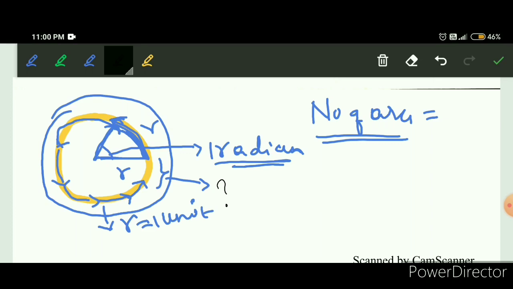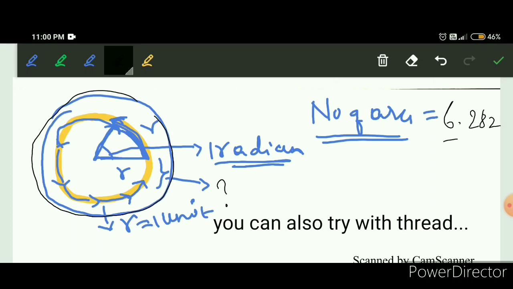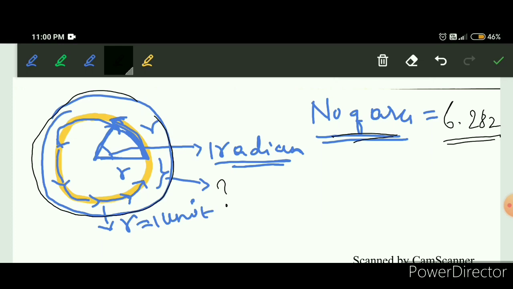Here we get some extra part. So how many arcs are required to form one complete circle? We need 6.282 arcs to complete one full circle. And we also know that the circumference of a circle is equal to 2 pi r.